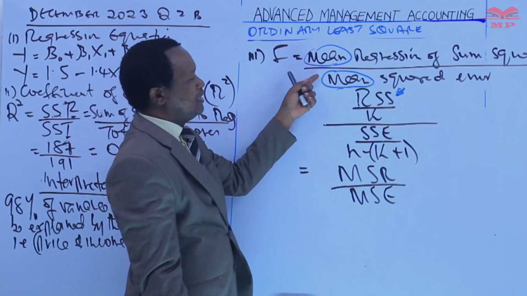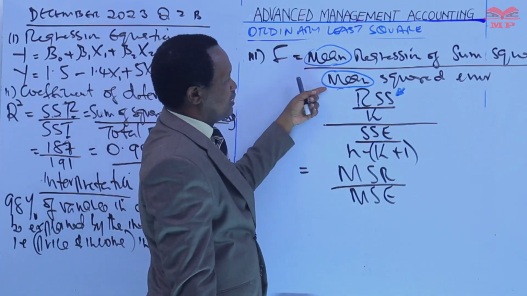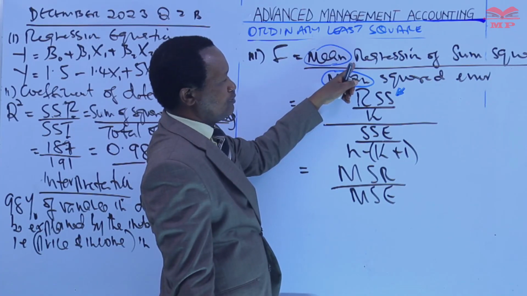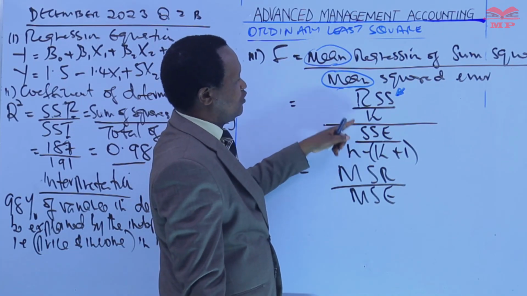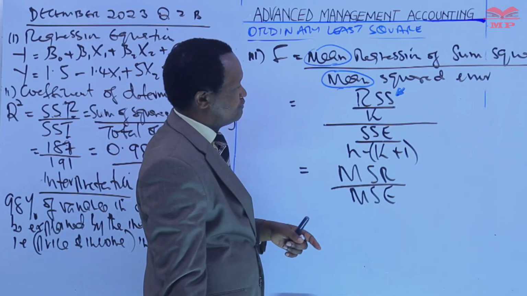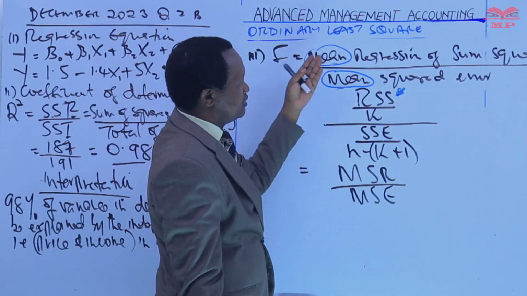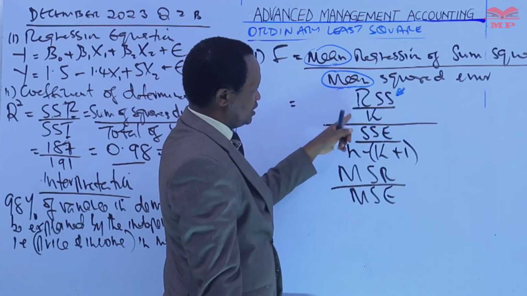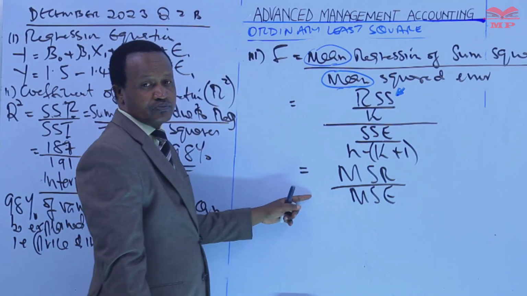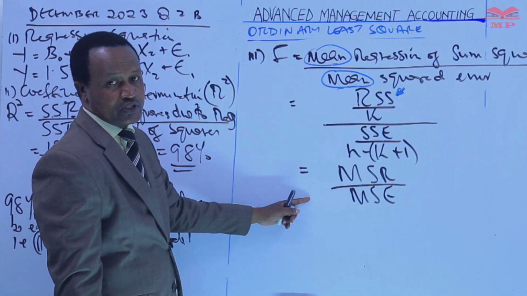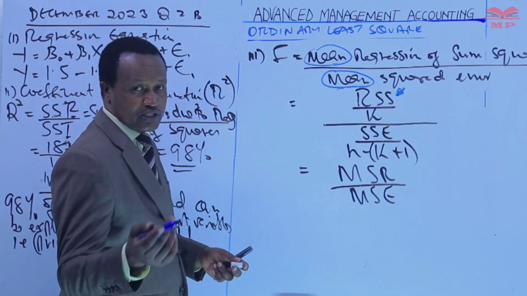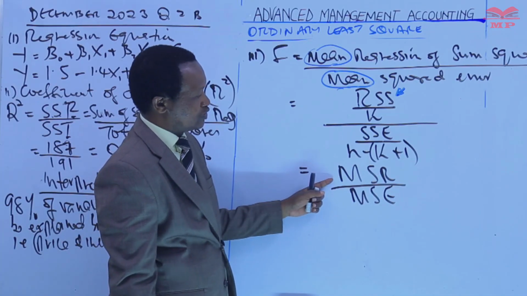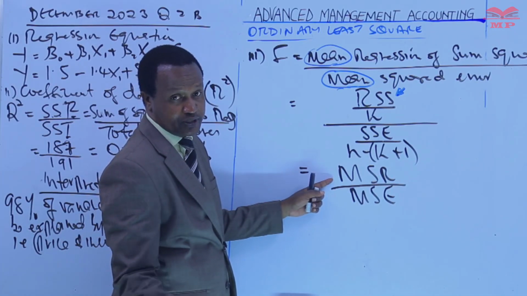So it is just the mean regression sum of squares divided by the mean squared error. This is the formula for mean regression sum of squares, and this is the formula for mean squared error. There are two things, and these are the formulas for the two. Is that clear? Let's move to the third one here. We're just trying to expound and look at it from different perspectives.